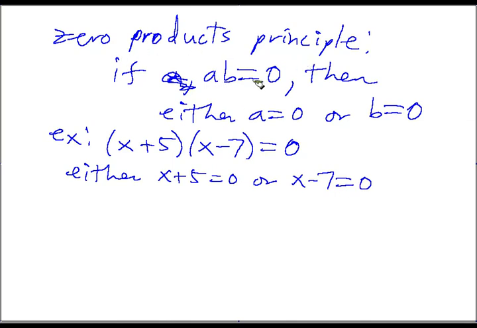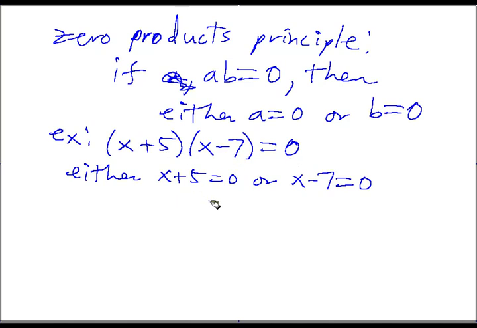If I have two different numbers that multiply to 0, that means one of those numbers has to be 0. Otherwise, their product cannot be 0. They can both be 0, but at least one of them has to be 0. Okay? So that means either x plus 5 is 0 or x minus 7 is 0, if x plus 5 times x minus 7 is equal to 0.